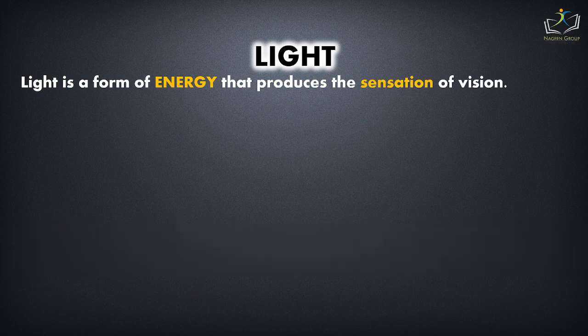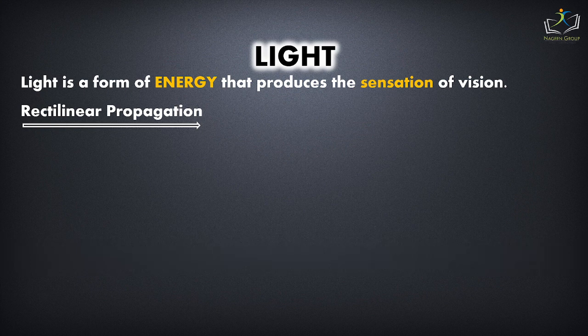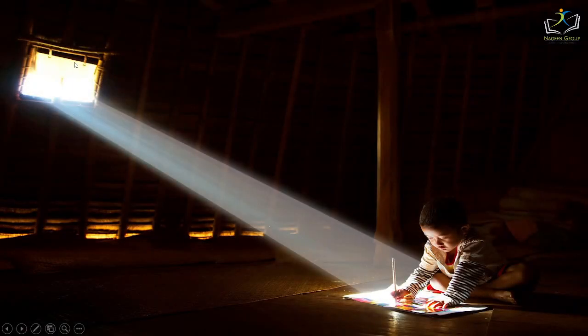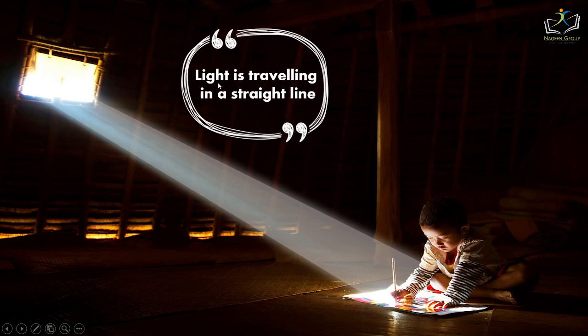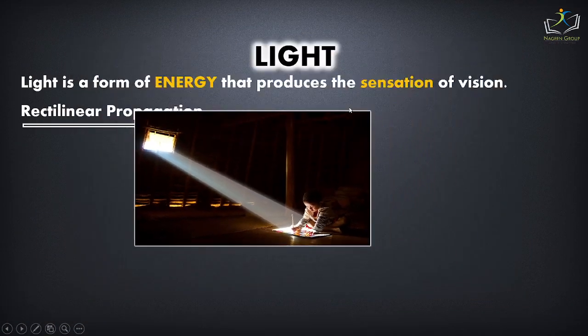So what is light? Light is a form of energy that produces the sensation of vision, and we know that it always moves in a rectilinear propagation. What is rectilinear? When it moves in a line. You see that if there is any space from where the sunlight can come, it always moves in a line. It means it follows a straight line. So light is traveling in a straight line.